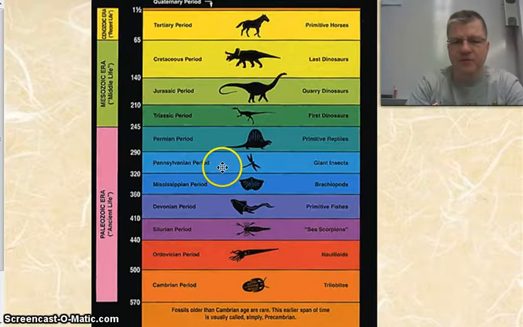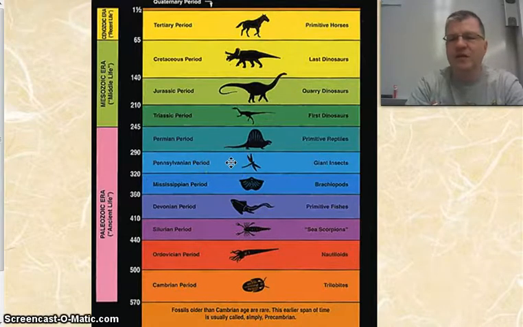All the way up here, this time period is called the Pennsylvanian period. This is when we start to see things that look truly like the insects we have today, although much larger. The insects used to be, according to the fossil record, much larger than what we see today. When we get to the Permian time period here, we start to see things that look a little bit more reptile-like, and then we eventually get into things that are more dinosaur-like.